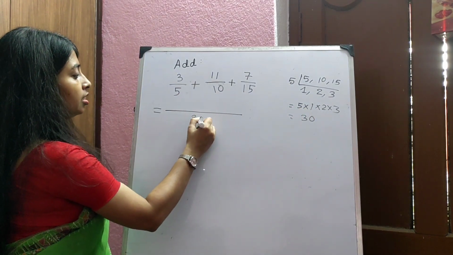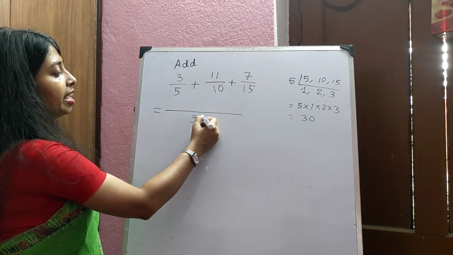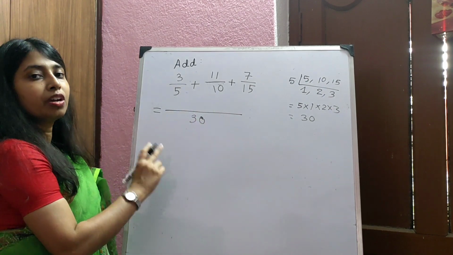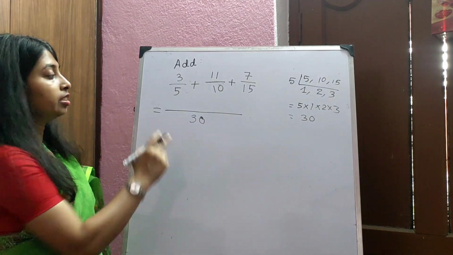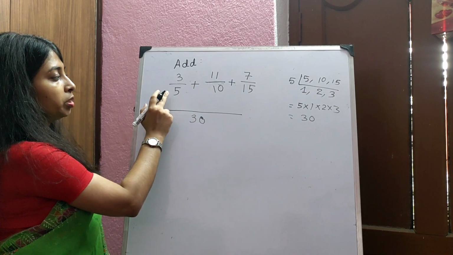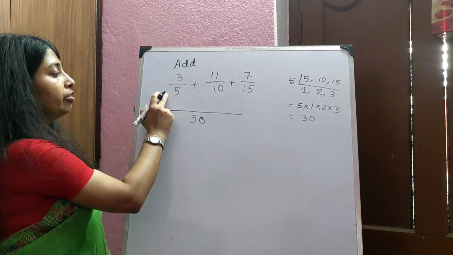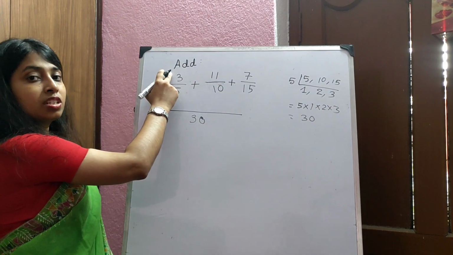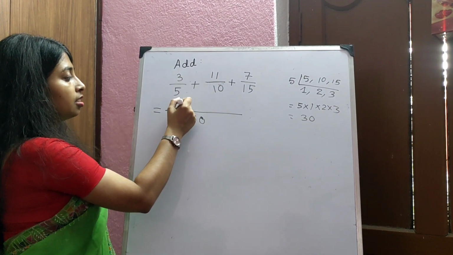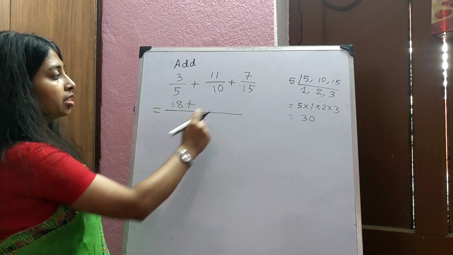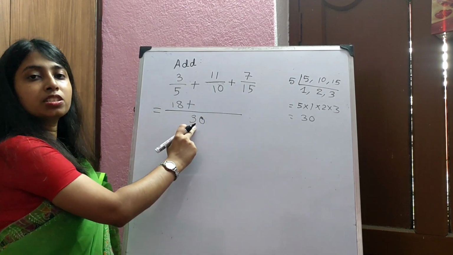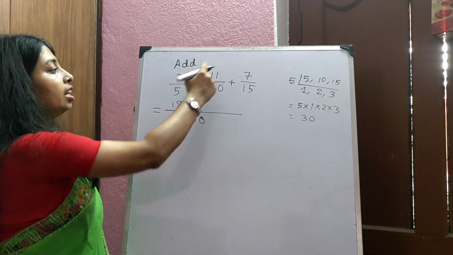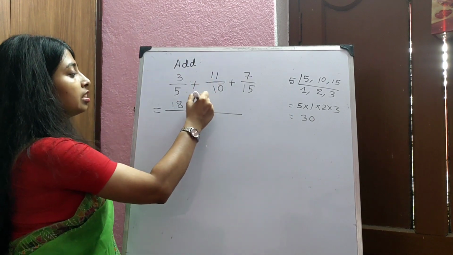So we write 30. Now let us see, 5 into how much is 30? 5 into 6 is 30. We are talking about this denominator. This into how much is 30? 5 into 6 is 30, and 6 will be multiplied by its numerator. So 6 3s are 18. In the next expression, 10 into how much is 30? 10 into 3 is 30, and 3 multiplied by 11 gives us 33.